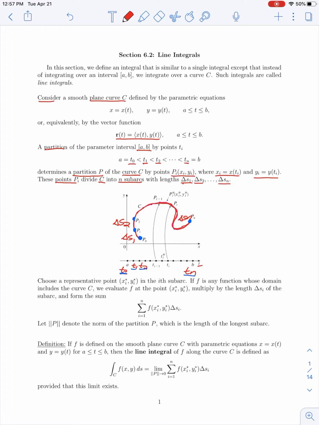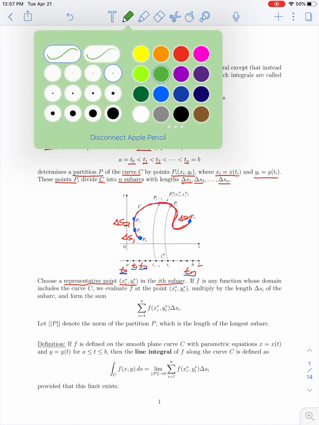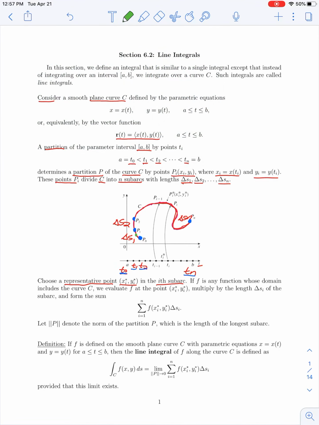We're partitioning our parameter interval, which gives us the partition of our curve into these subarcs. And what we're going to do from here is choose a representative point, call it xi star, yi star, that lies in the ith subarc. So within each of our little subarcs, we're going to choose some representative point. Let's call it x1 star, y1 star. In my second arc, I'll choose another point. Let's call it x2 star, y2 star, and so on.